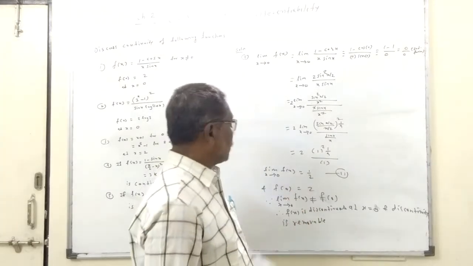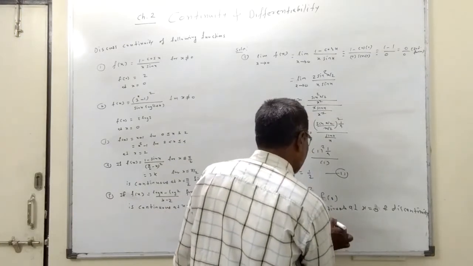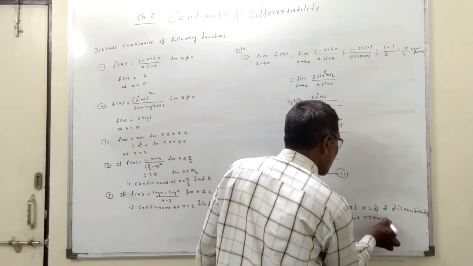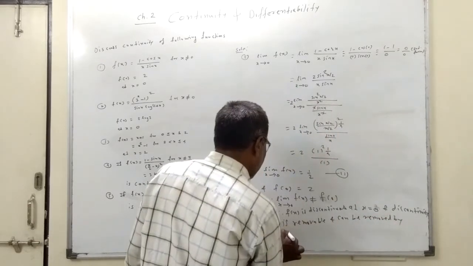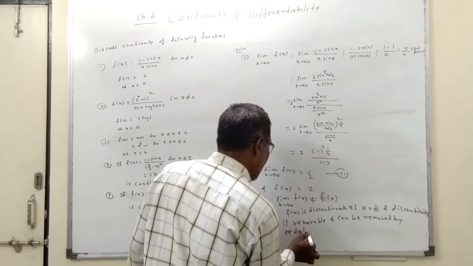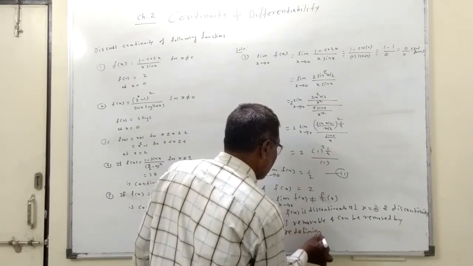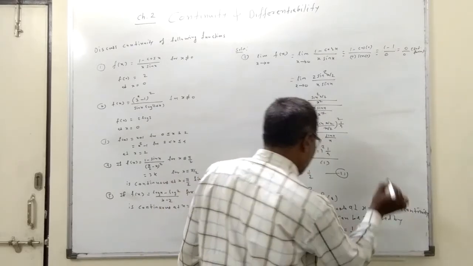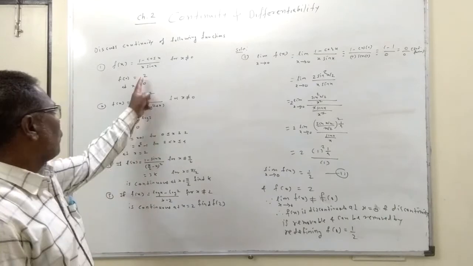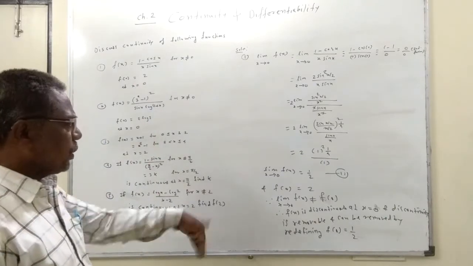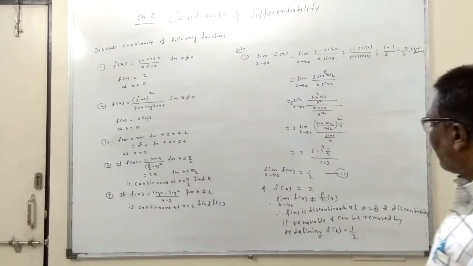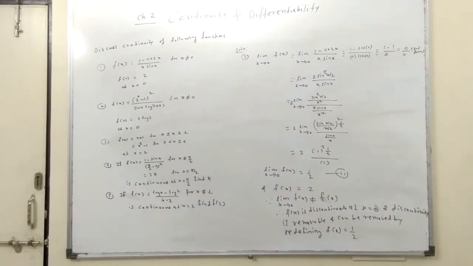And here the limit exists, so the discontinuity is removable and can be removed by redefining f of 0 is equal to the limit value, that is 1 half. So if we give the function value f of 0 as 1 half, the function becomes continuous. So initially the function is discontinuous, but we can remove the discontinuity and make the function continuous.